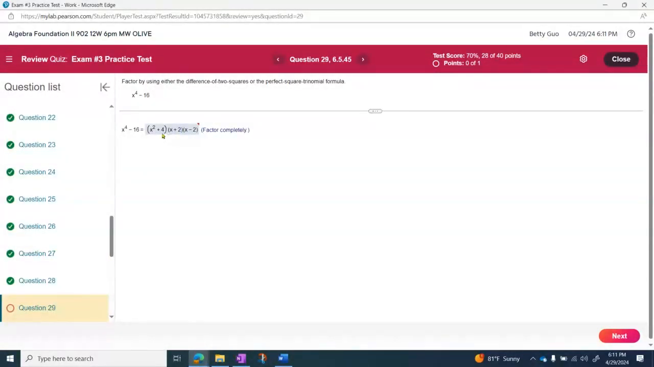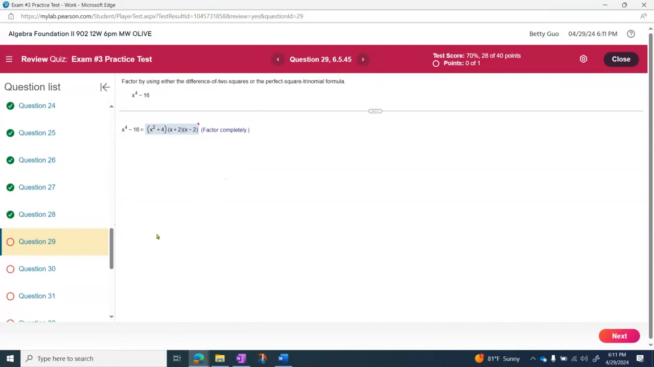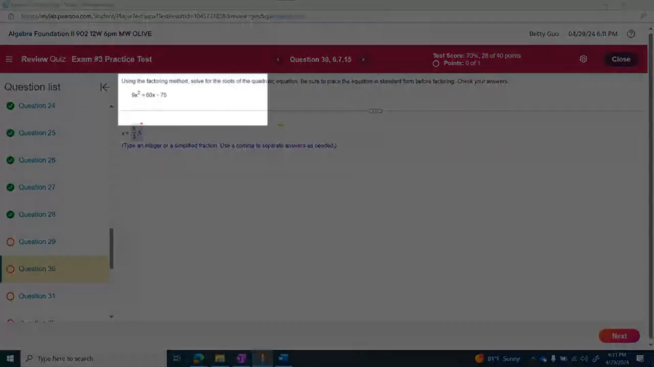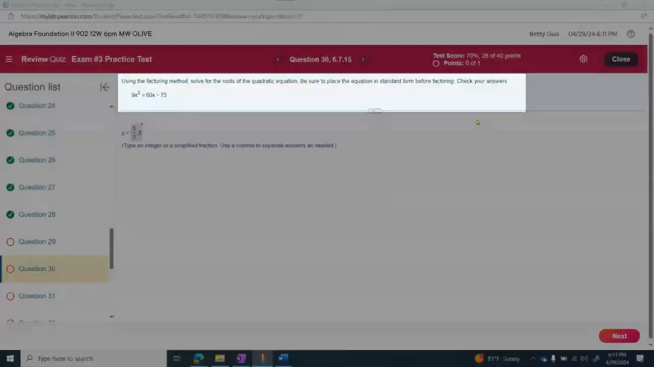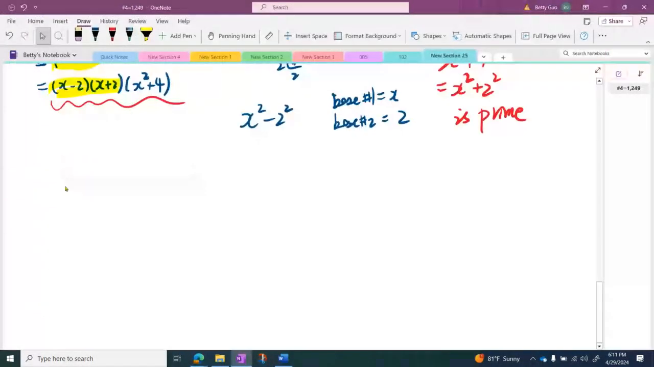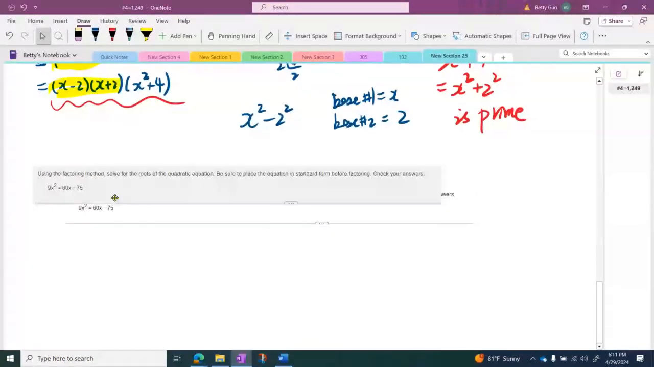Again, the order doesn't matter. I have x minus 2 times x plus 2 and then x squared plus 4. The order doesn't matter because of the commutative property of multiplication and the associative property. Just know the order can be rearranged. Let's see the next question. Let's ignore the answer, just work on the problem, and then we compare our result with the answer.